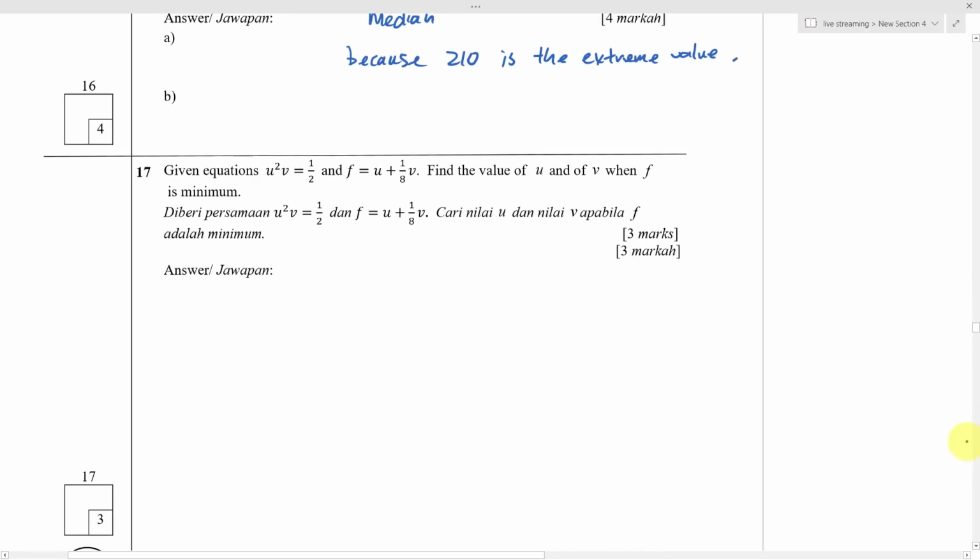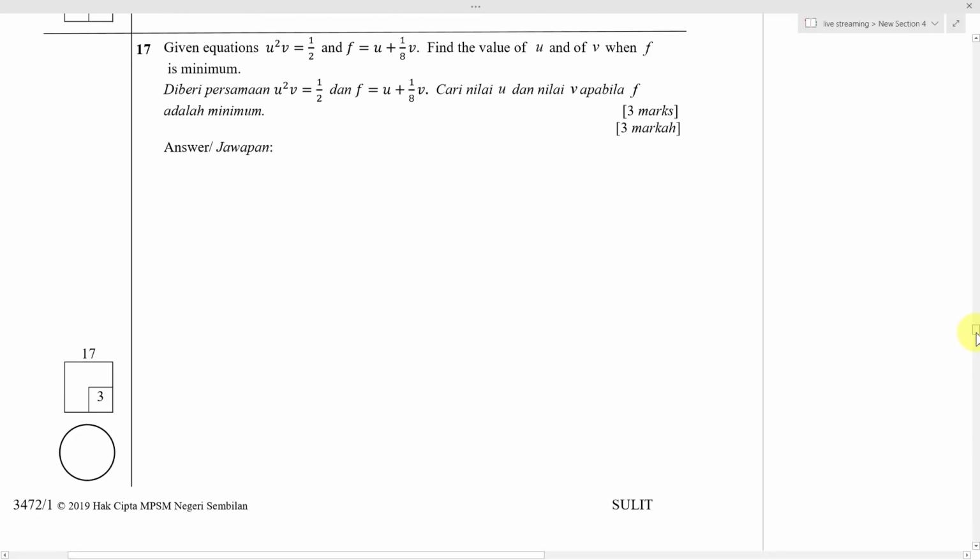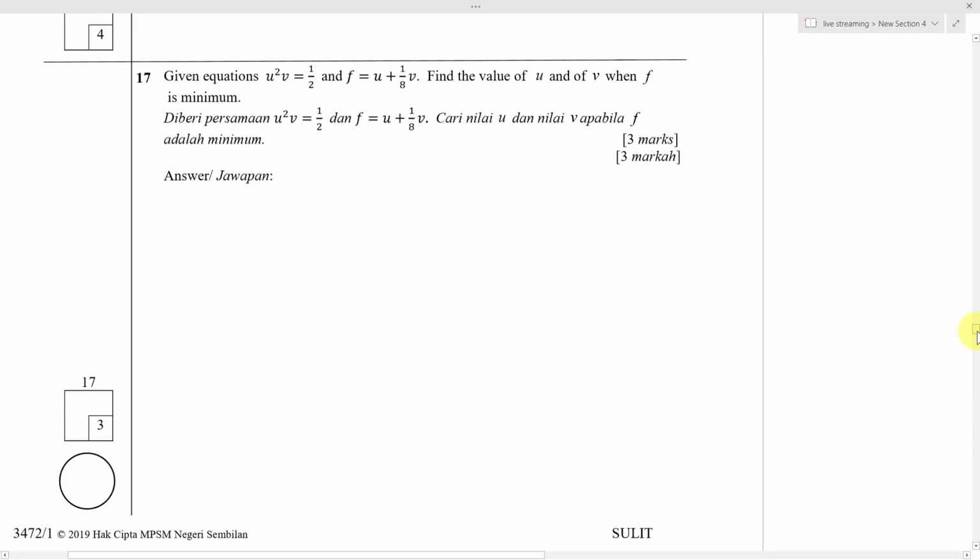Okay, so this one, you have the two equations over here, and both of these equations ask you to find the value of u and v when f is minimum. When f is minimum, that means I need to differentiate f and make it 0. But before I differentiate f, you realize my f has two unknowns, right? So I will need to do some substitution to only get one unknown. Depending on what you want to substitute, maybe I make v the subject first.